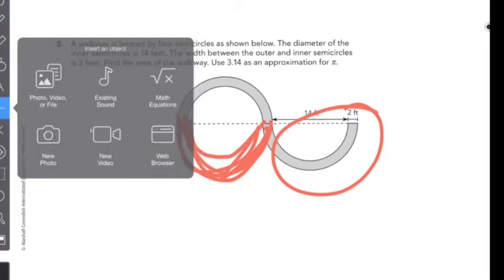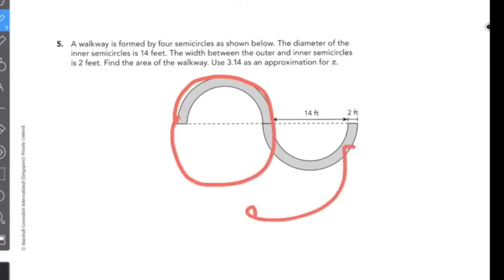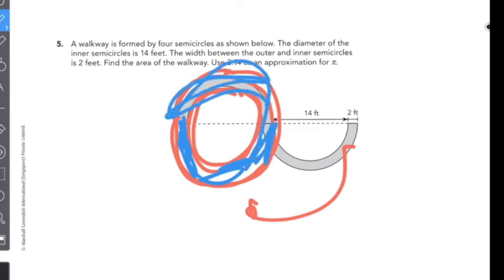Let me just erase this. So basically what we need to do is this. You're going to figure out the area of this new big circle after I move this over here, and then we're going to figure out the area of this other circle. So there's a circle on the inside. So there's really 2 circles there. When you figure out those areas, we're going to take the big circle's area and then subtract the small circle's area. And when you subtract that, what's going to be left is what I fill in here, and this will be your walkway. So that's technically how you have to do the problem.